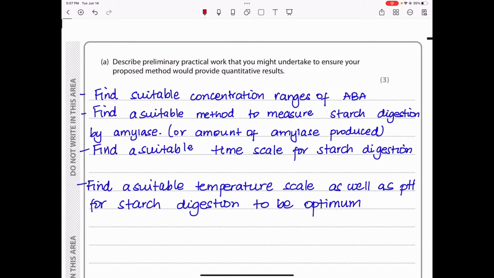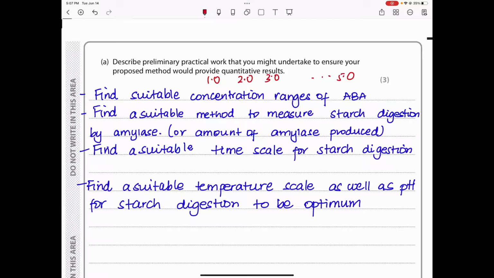Describe preliminary practical work that you must undertake to ensure your proposed method would provide quantitative results. Here we have to find suitable concentrations of ABA we're going to use. Remember, I've told you the independent variable is the concentration of ABA. So we need to find which suitable concentrations we are going to use. Are you going to use 1.0, 2.0, 3.0, and so on until 5.0, or are you going to use 0.5, 1.0, 1.5, and so on? You have to determine which ranges of concentration you're going to use.